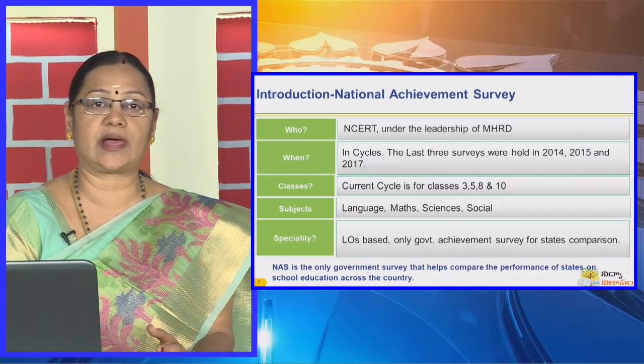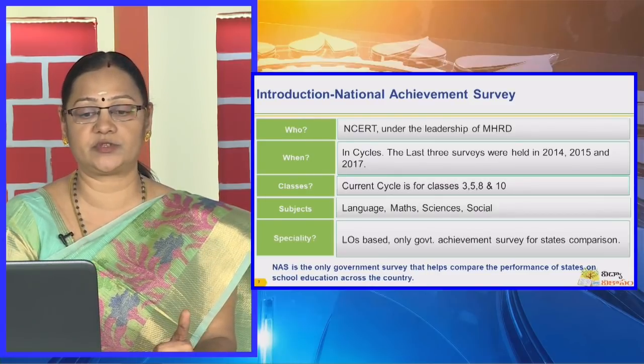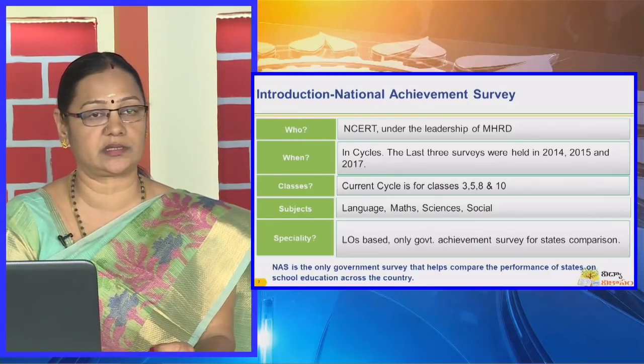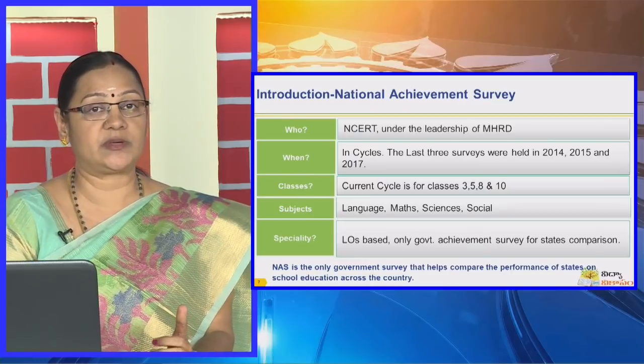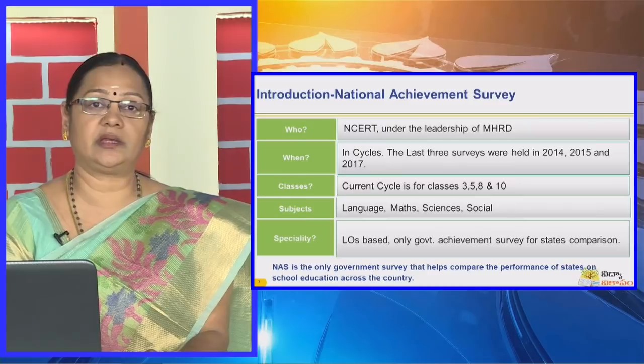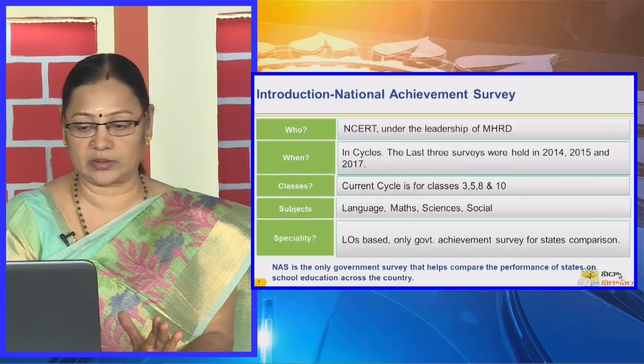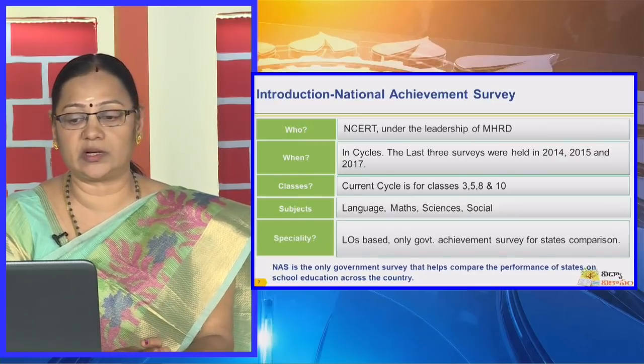Current cycle is for class 3, 5, 8 and 10, and the subjects are language, mathematics, science and social. The speciality of NAS is that it is mainly learning outcomes based. Their main focus is on learning outcomes, and this is the only government achievement survey for states comparison.